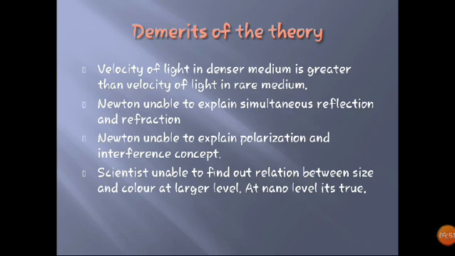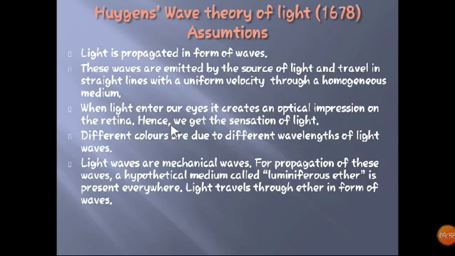As this gives a number of demerits, Huygens is the second scientist who gave a theory which is worldwide known as the wave theory of light, which was discovered in 1678. He has many assumptions related to wave theory, and again he has some demerits also. So let's see what the wave theory explained by Huygens is.